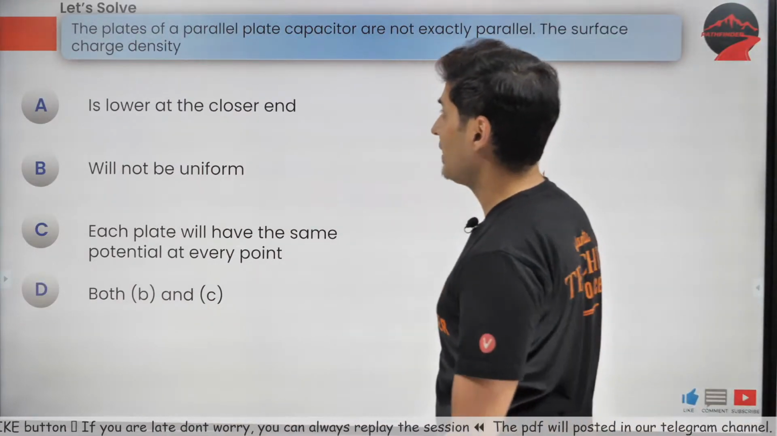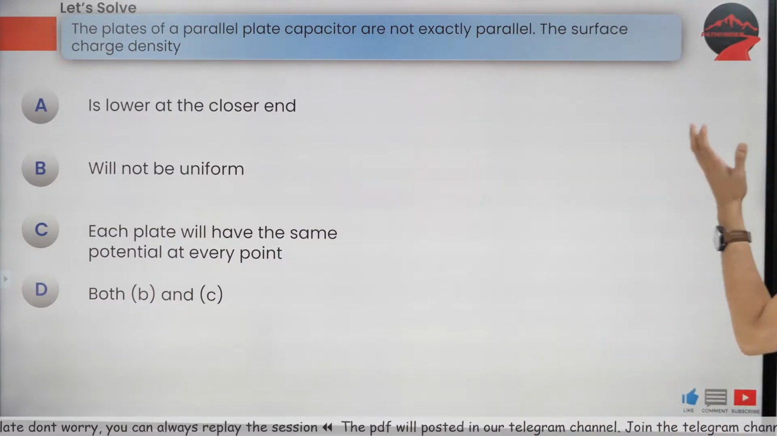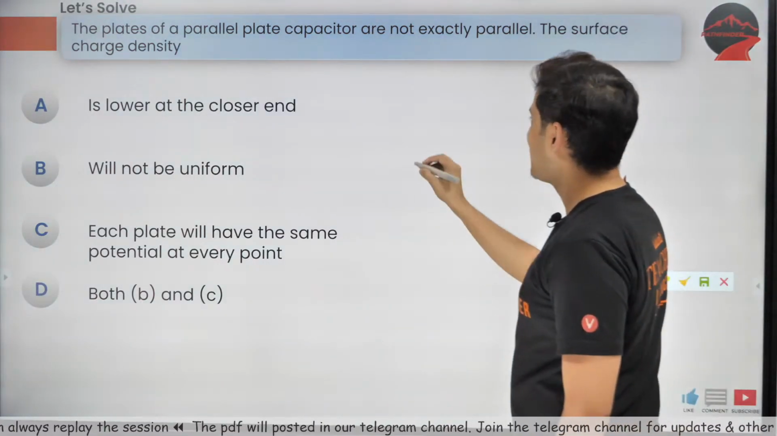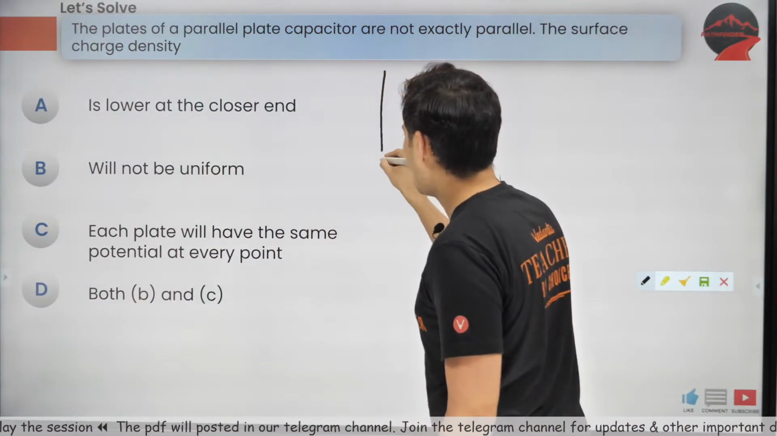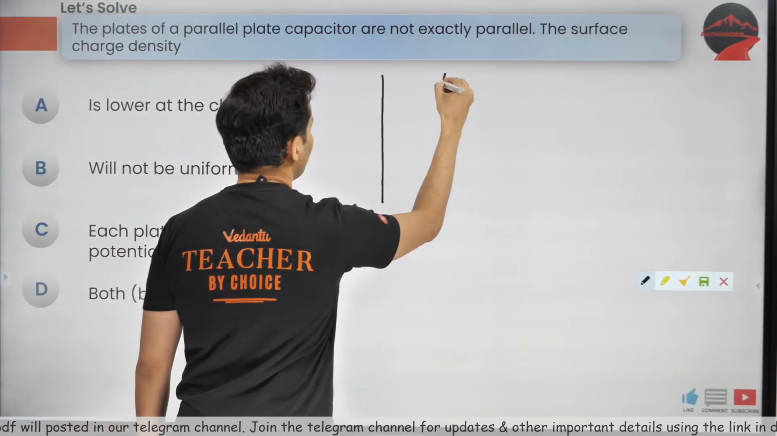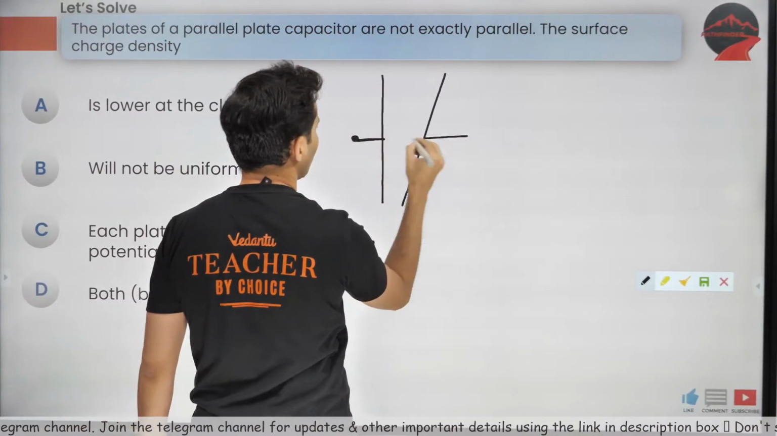The plates of a parallel plate capacitor are not exactly parallel. Wow. The surface charge density will be... very interesting question, guys. So you know what this question says? One of the plates may be like this and the other plate may be like this. So something like that. These are the two plates of a capacitor.